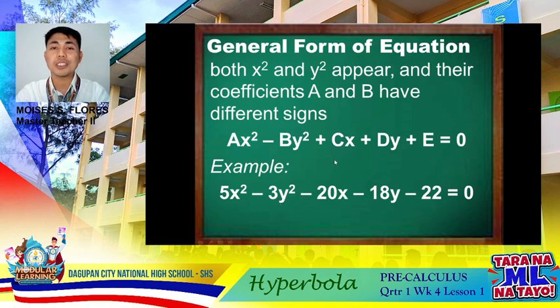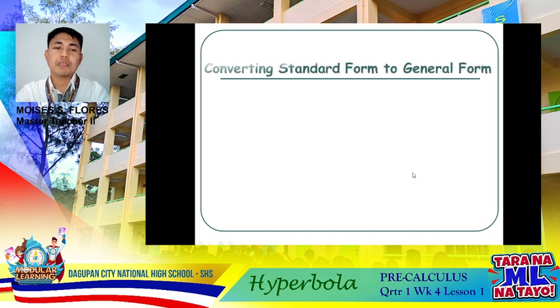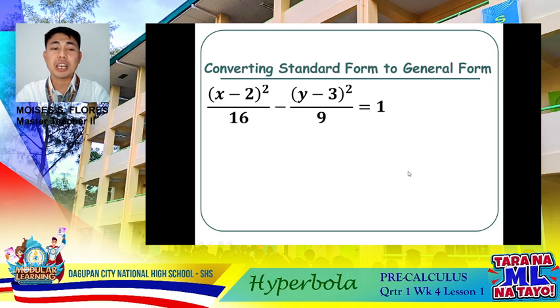And of course, take note, when we see general form, it is always equated to 0, as compared with the standard form, which is equated to 1. Now, how about our steps in converting standard form to general form? For this example, we have quantity x minus 2 squared over 16 minus quantity y minus 3 squared over 9 equals 1. So this is standard form. Rewrite, or convert, that to general form.